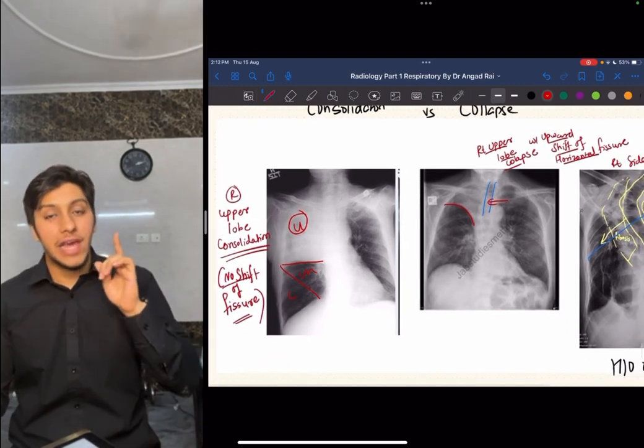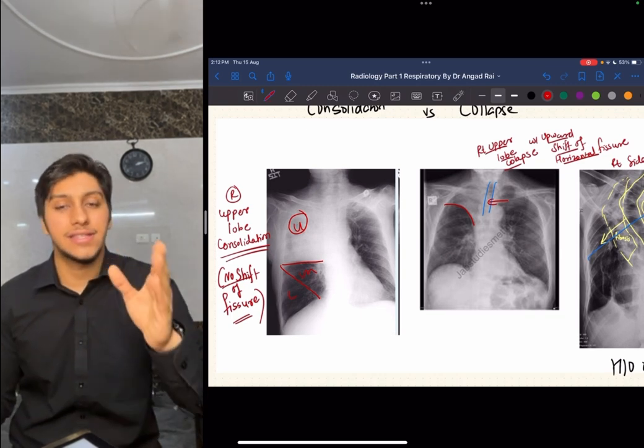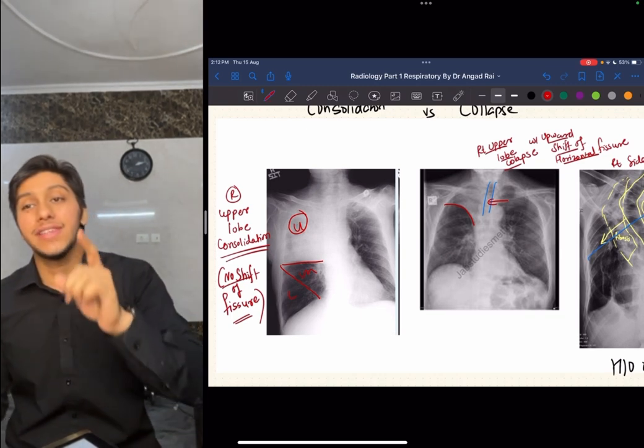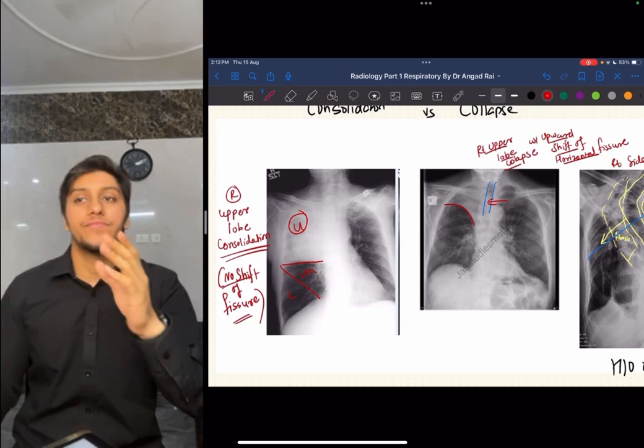One is, with the help of the fissure, if there is no displacement of the fissure, you guys can say that this is a consolidation. While if there is any displacement of the fissure and tracheal deviation to the ipsilateral side, then that is a collapse.